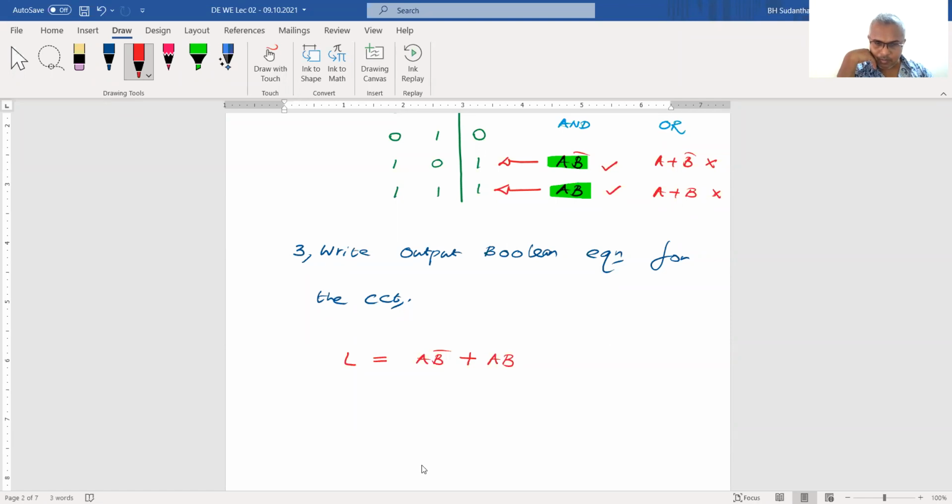If you have this combination OR, this condition, then L should be turned on and the alarm should be sounded. Is that okay? But here we are checking whether one of these things is true. If one of these things is true, the alarm should be sounded.